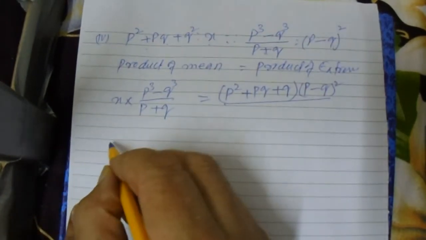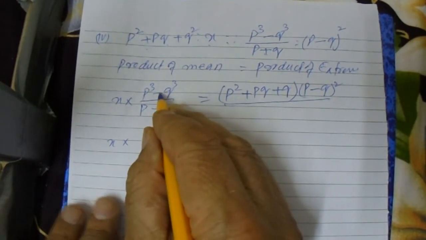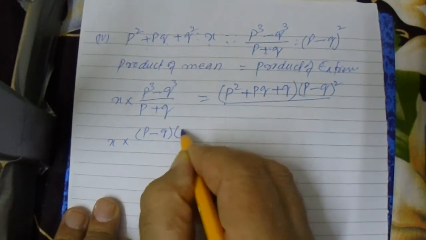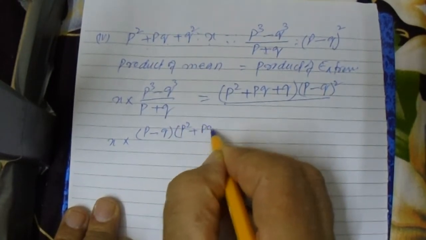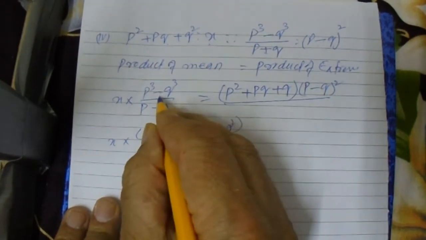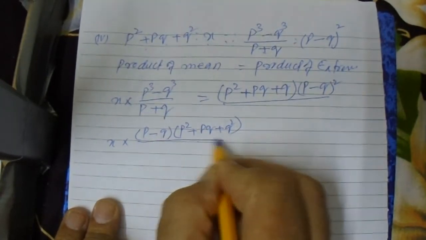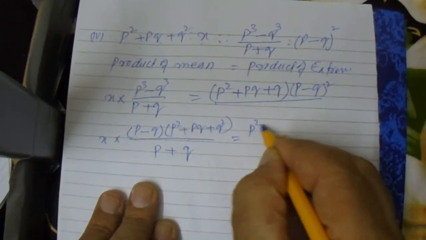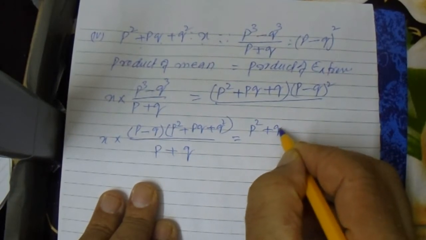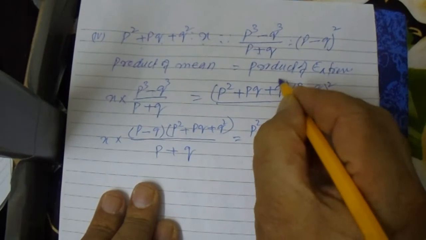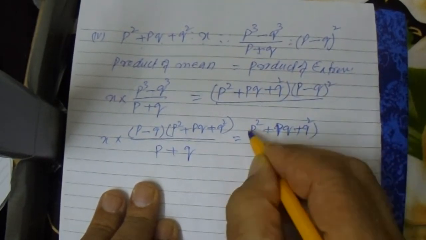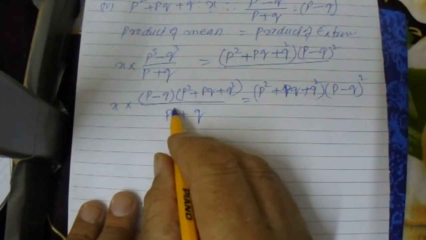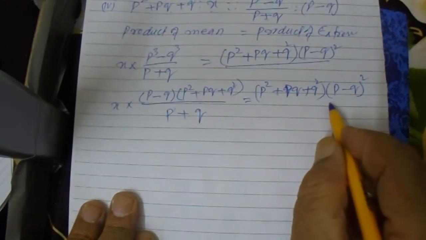Okay. Now we write this x multiply by the formula of P cube minus Q cube, we write this P minus Q, we write this P square plus PQ plus Q square. Now this is a formula we have learned in class 9, and P plus Q. Now this is equal to P square plus PQ plus Q square, and multiply by P minus Q this whole square. Now this will become the denominator of this.